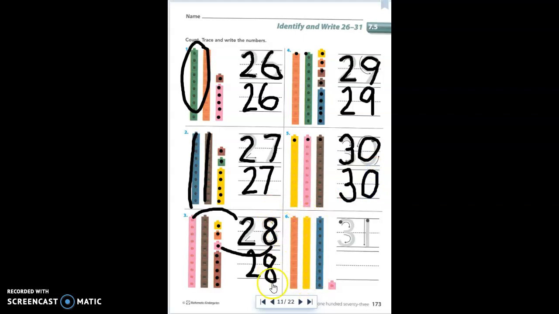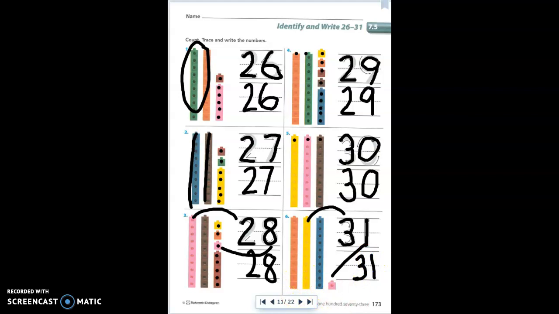Now, I have the same group of 3 tens, but this time I have 1 extra down here. So I have 10, 20, 30, 1. 3 groups of 10, 1 extra. 31.